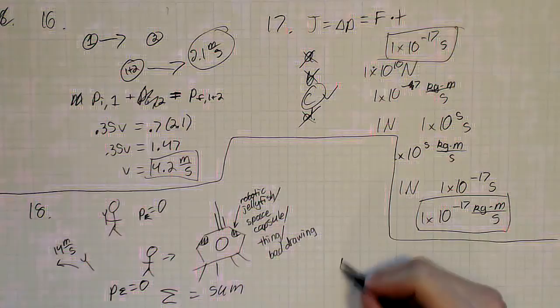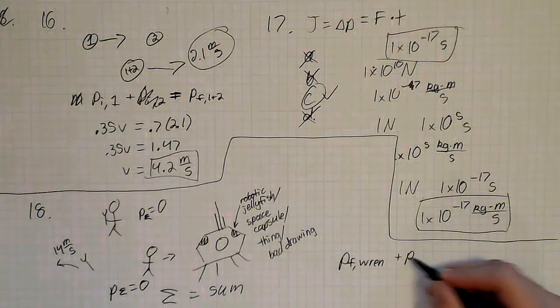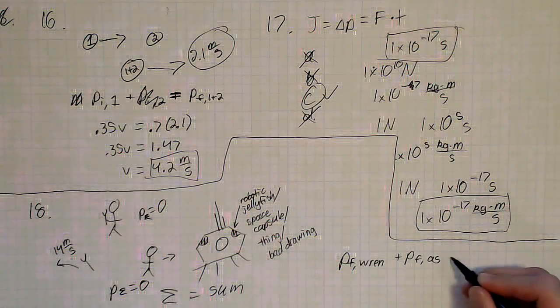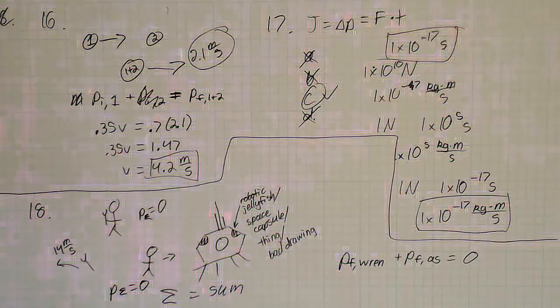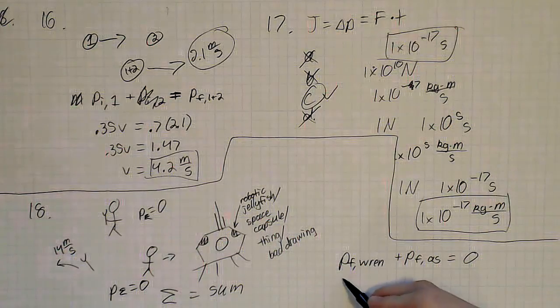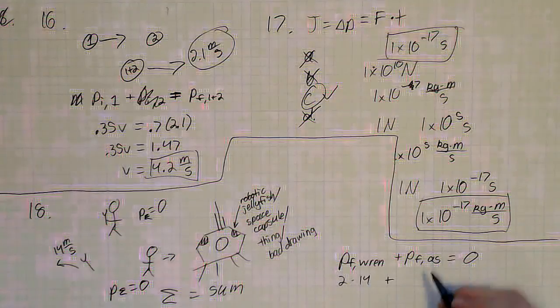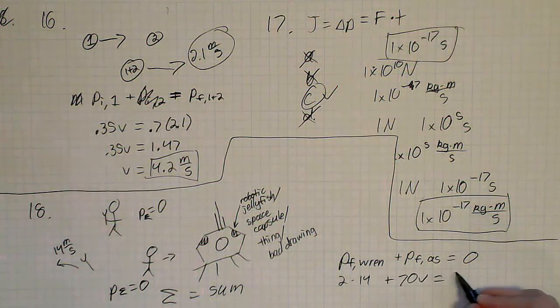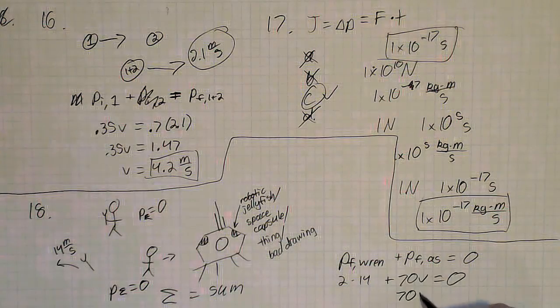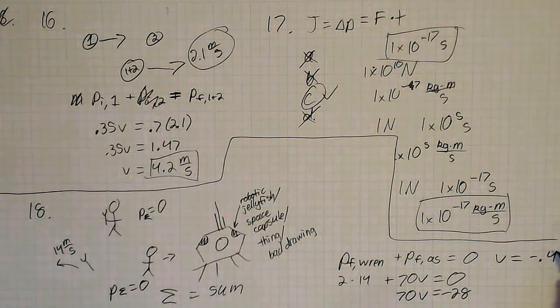So that means the final momentum of the wrench plus the final momentum of the astronaut has to be equal to 0. The final momentum of the wrench is equal to the mass of the wrench times the velocity of the wrench, which is 2 times 14, plus the final momentum of the astronaut, which is 70 times a velocity we don't know, is equal to 0. So 70 times v equals negative 28. If we divide that out, we get v equals negative 0.4 meters per second.